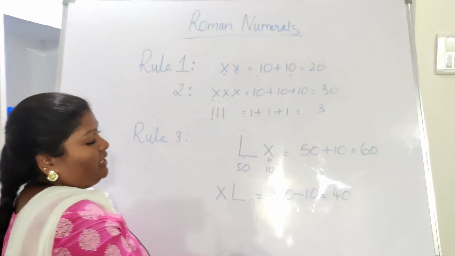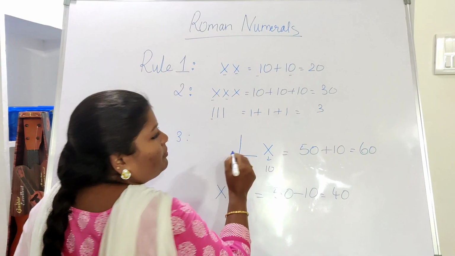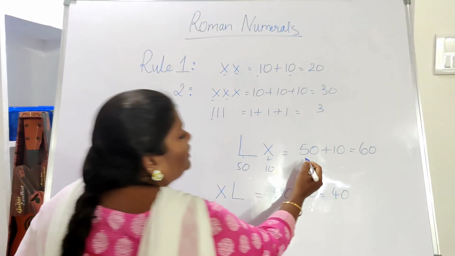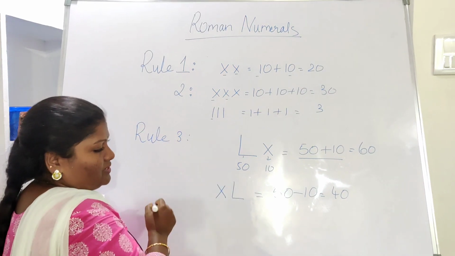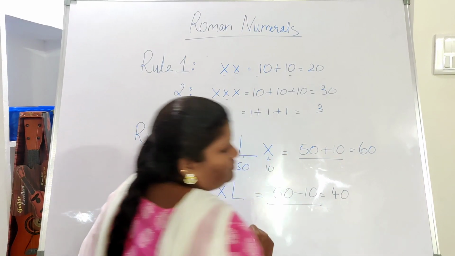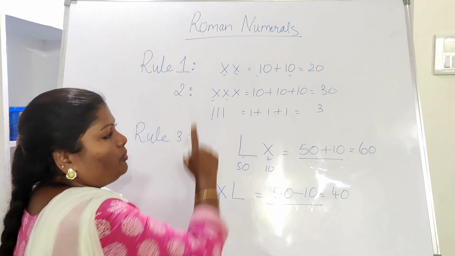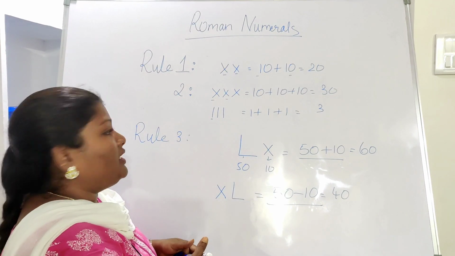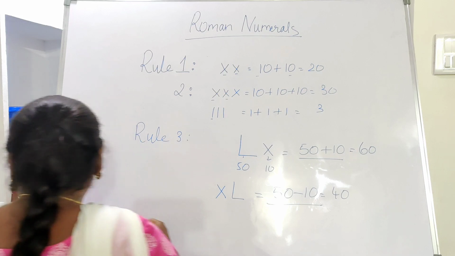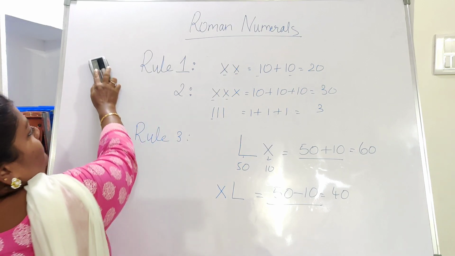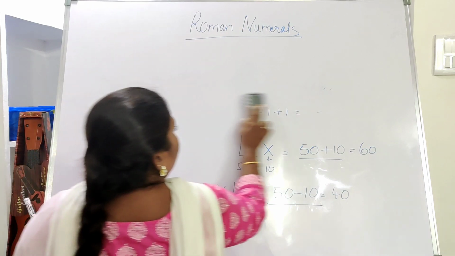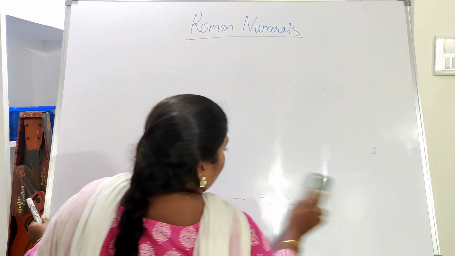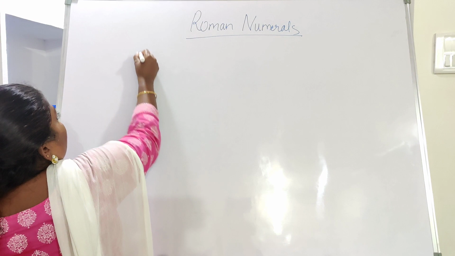So I repeat once again, if any smaller number is written to the right side, you need to add it. And if the smaller number is written to the left side, you need to subtract. I hope you have understood. So let's move on to the next rule, the fourth rule. Let's start rule number 4.